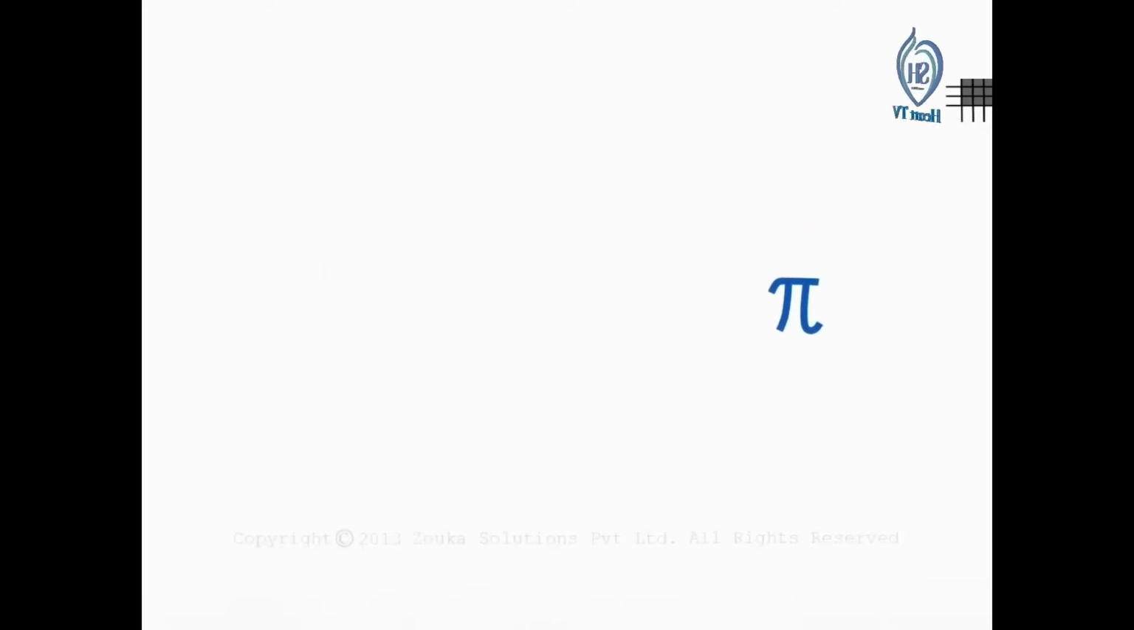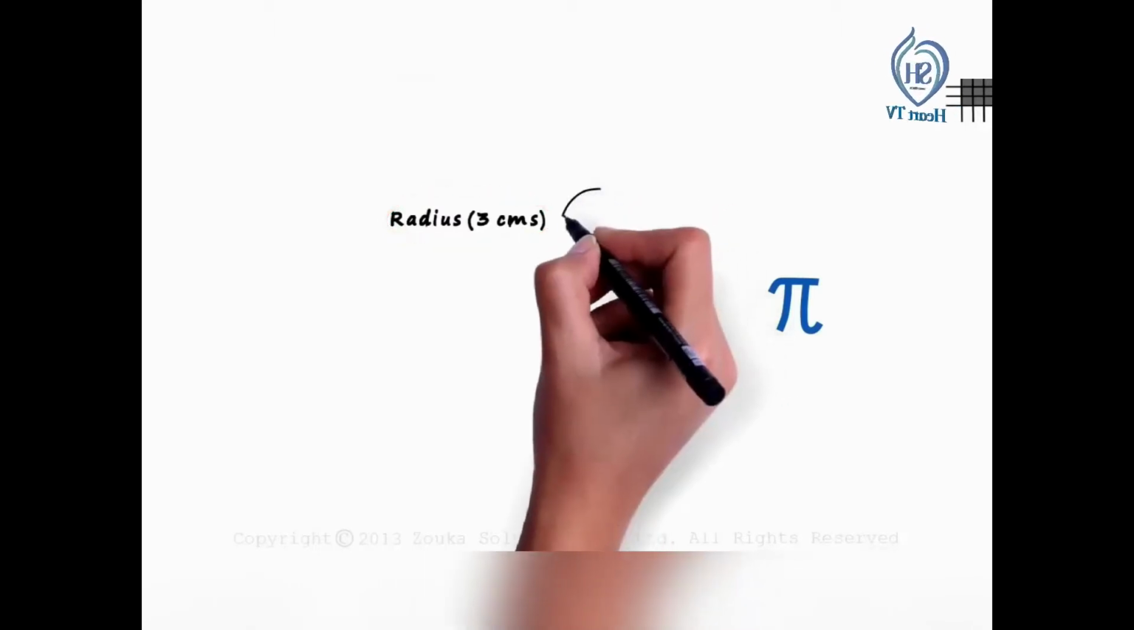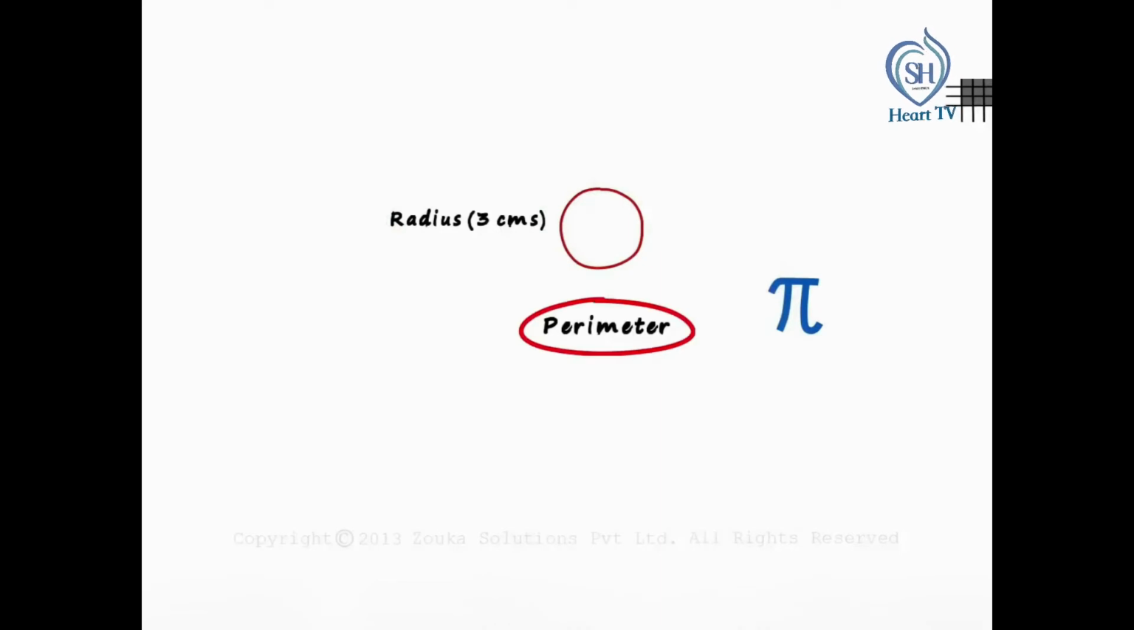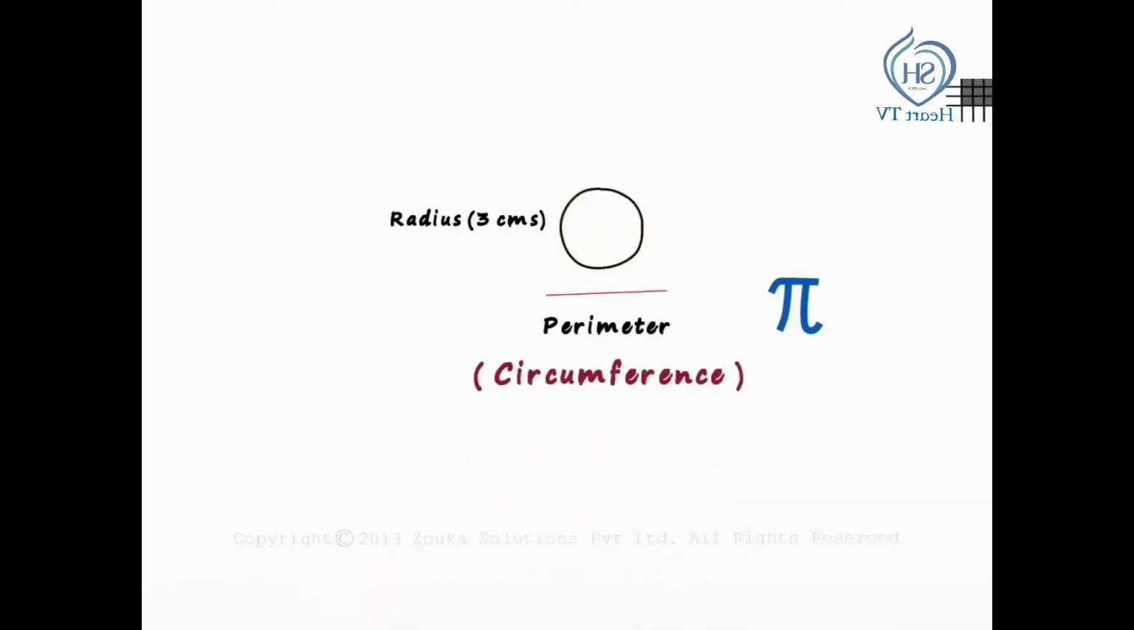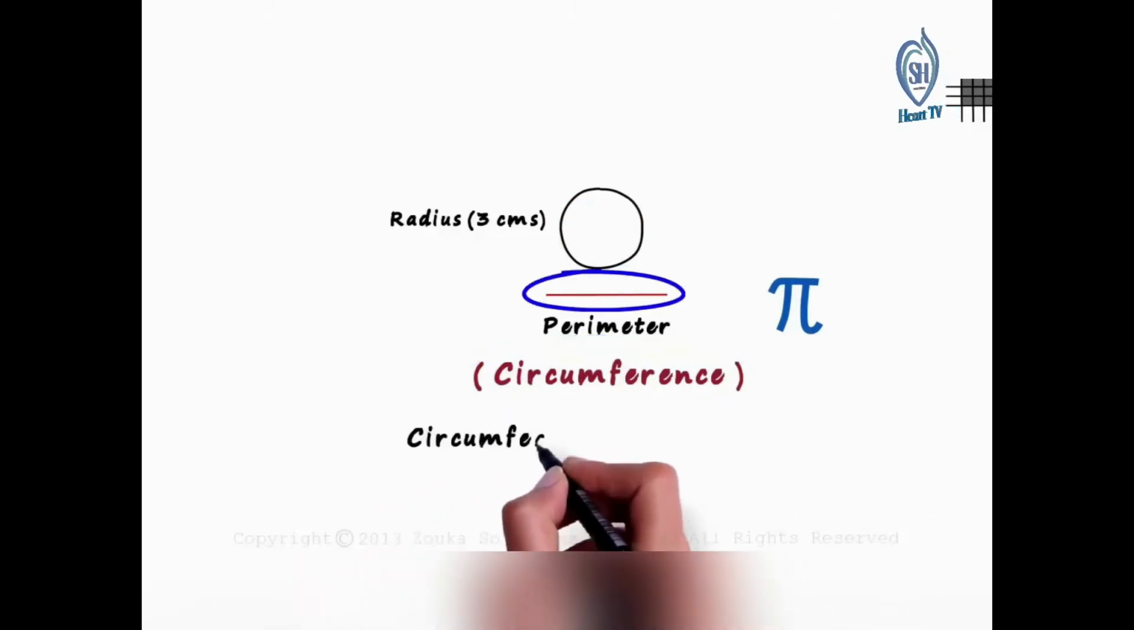What is pi? Let's assume we are asked to draw a circle of radius 3 centimeters. So we draw a circle like this. The length of this red thing will be the perimeter. And we have a special name for the perimeter of a circle. It is called the circumference. This length will be the circumference and it measures 18.85 centimeters.